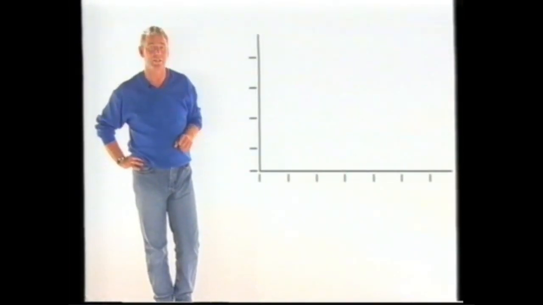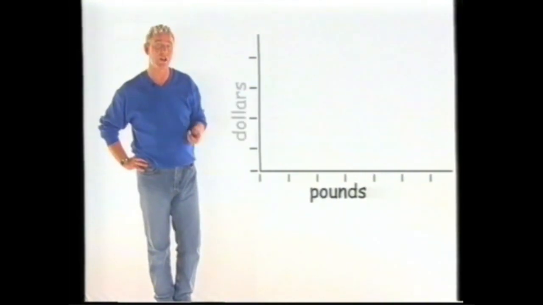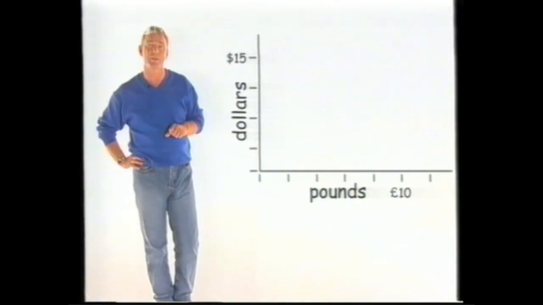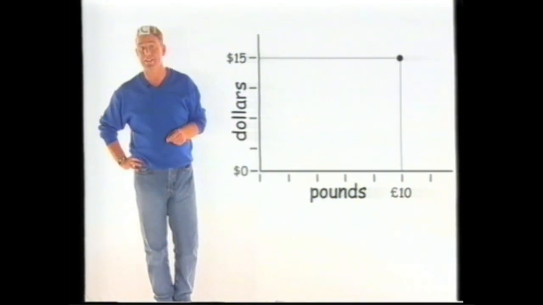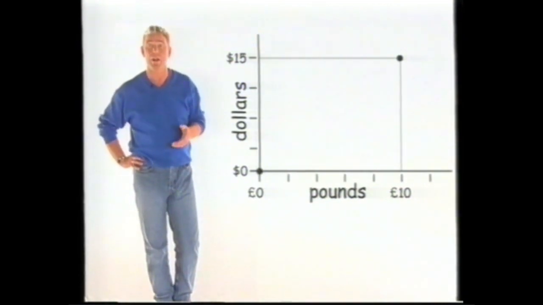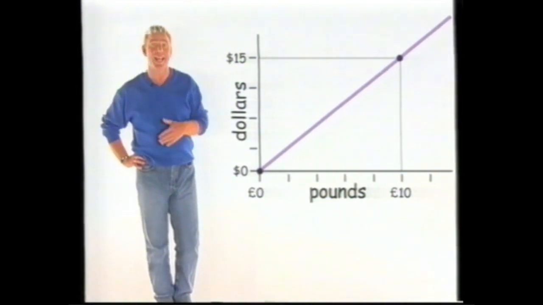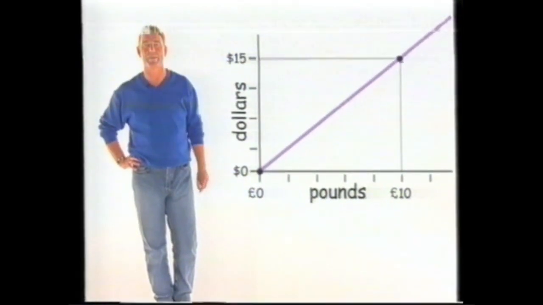This is a different kind of line graph. Along the horizontal axis are pounds, and at the vertical axis are dollars. Let's say that £10 are worth $15, so I can put a point on my graph here. I also know that no dollars equals no pounds, so I can put another point on my graph here. Now, if I join my 2 points together, I get a straight line which tells me the relationship between pounds and dollars. Now we've got the graph, we can use it to convert any number of dollars to pounds, or the other way round. Over to the maths team.